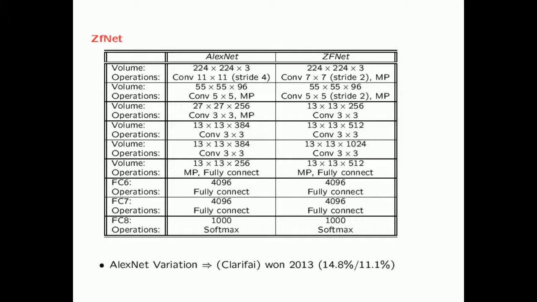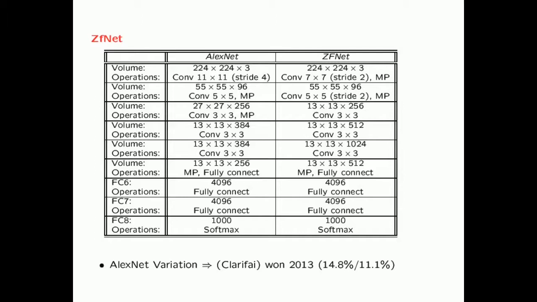ZFNet was very closely based on AlexNet. In fact, I have shown AlexNet as well as ZFNet, a comparison between the two, in this table over here. So you can see there are a small number of differences. For example, in the first layer, AlexNet performs 11 cross 11 convolutions at a stride of 4, whereas ZFNet performs 7 cross 7 convolutions at a stride of 2, but it also performs MaxPooling. So in both cases, you get the same size of layer.